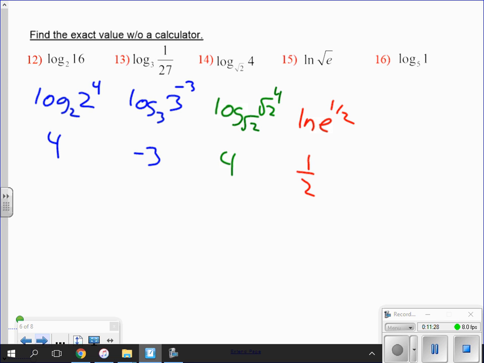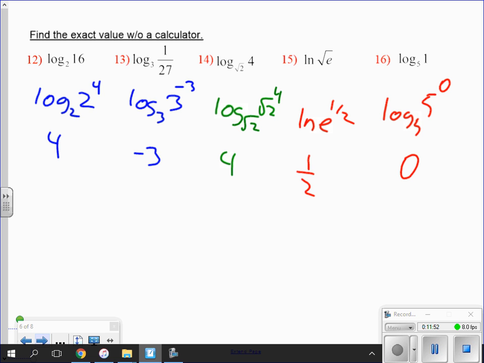I like the next one. Log base 5 of 5 to what power? 5 to what power gives me 1? 0.